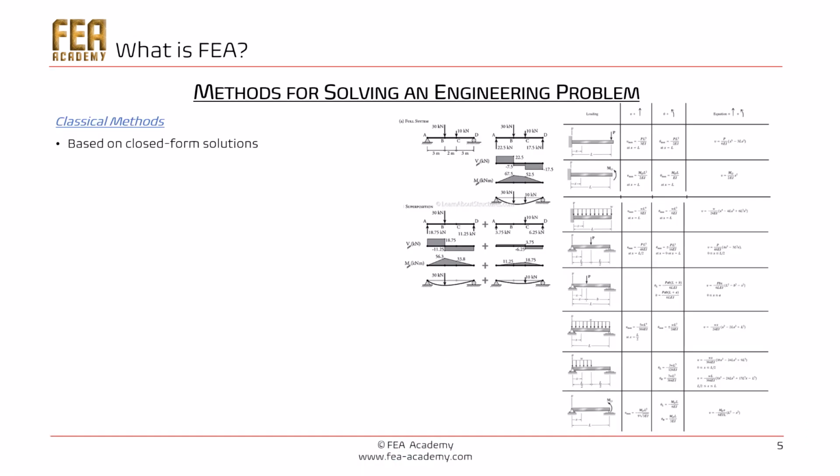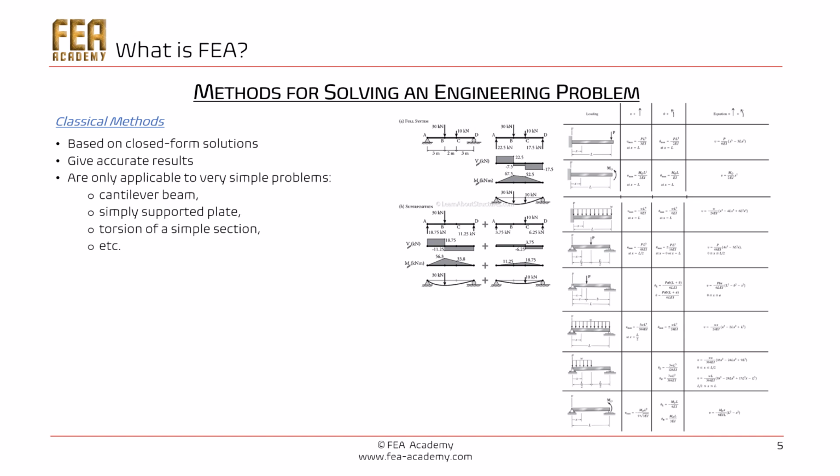First, the classical methods. The classical methods are based on closed-form solutions, and in some cases, these methods give very accurate results. You have to know that in structural analysis, stress analysis are based on equations of the classical methods, such as the strength of materials and the famous theory of elasticity. However, they are only applicable to very simple problems. For example, a cantilever beam, a simply supported plate, torsion of a simple section.